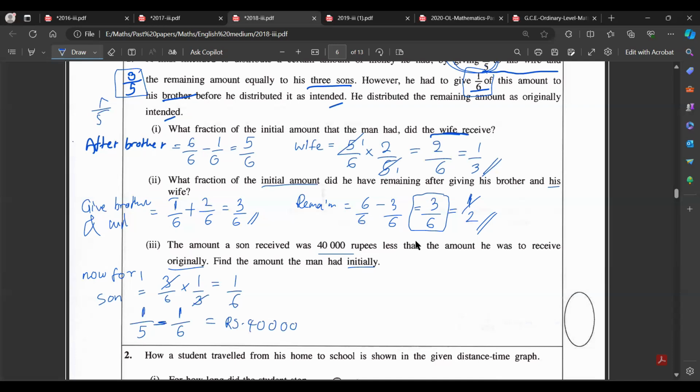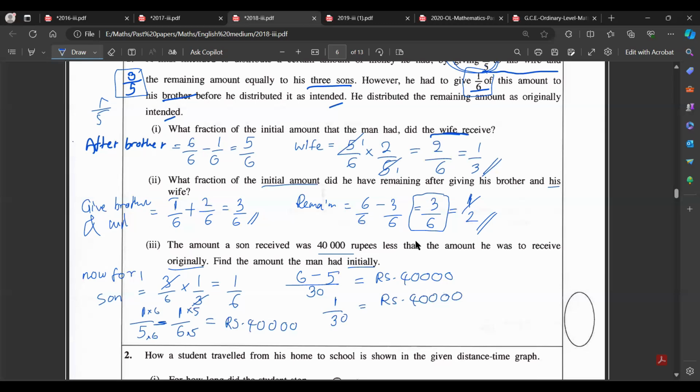How to simplify this one? You have to take a common denominator for 5 and 6. It should be common denominator 30. So this one should be multiplied by 6, and this one should be multiplied by 5. So 6 minus 5. This is a good question. Something you have to think about rather than the previous one. Actually, what is the difference? 6 minus 5 is 1 over 30. 1 over 30 is 40,000. Okay, one part out of 30 is 40,000.